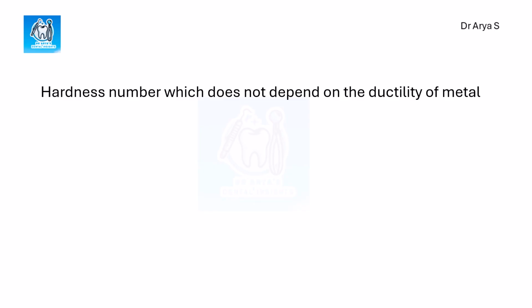Hardness number which does not depend on the ductility of the metal. Is it Knoop hardness number or Rockwell's hardness number or Vickers hardness number or Brinell's hardness number? Hardness number does not depend on ductility of the metal, that is Knoop hardness number.